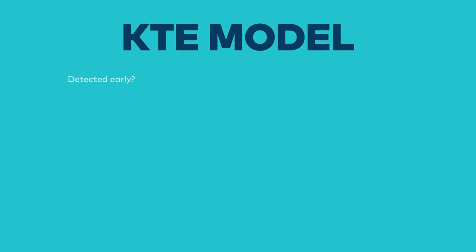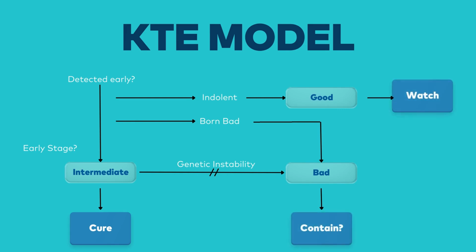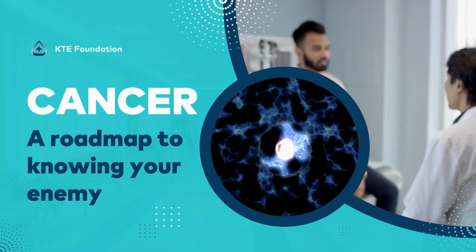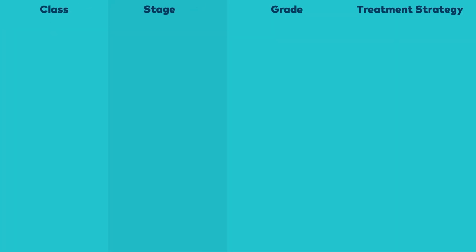And that concludes the KTE model. We looked at the three classes of cancer. We have explored the key pathways to each of these classes, and we have highlighted the treatment strategy for each class. And here is the summary, a roadmap to knowing your enemy. The first step is to position your cancer in terms of which class it belongs to. This is done primarily through two numbers on your pathology report. Those are the stage of your cancer and the grade of your cancer.